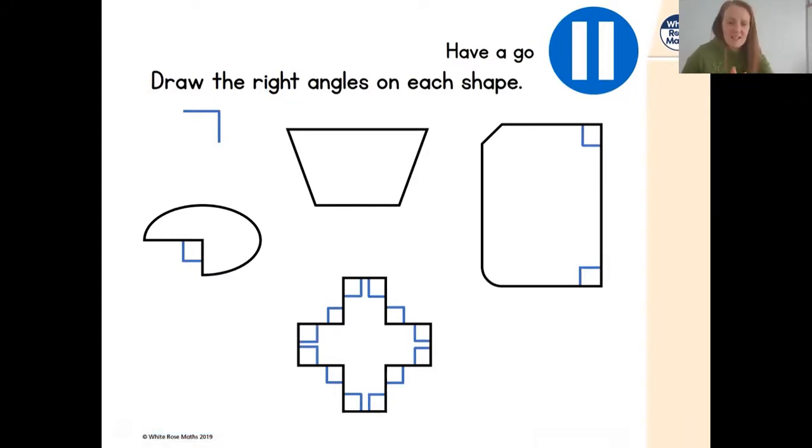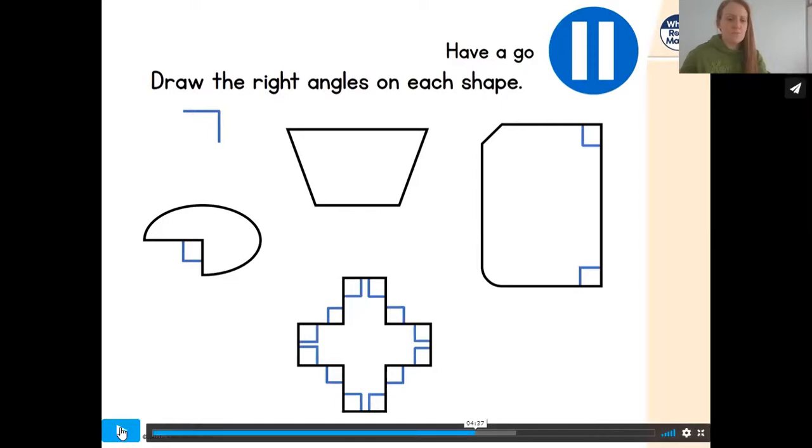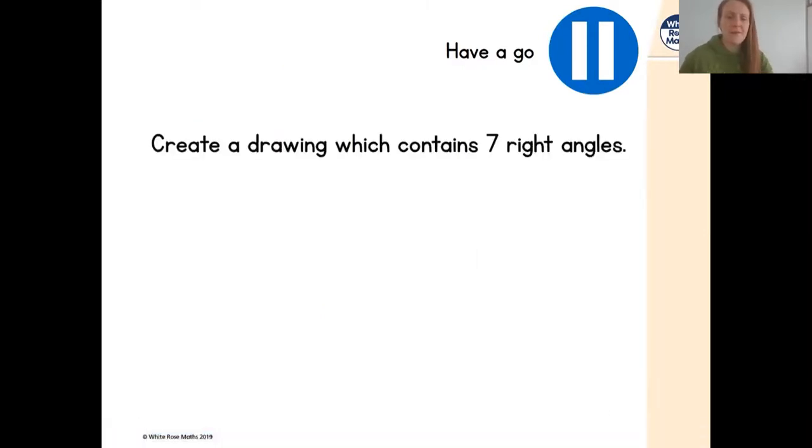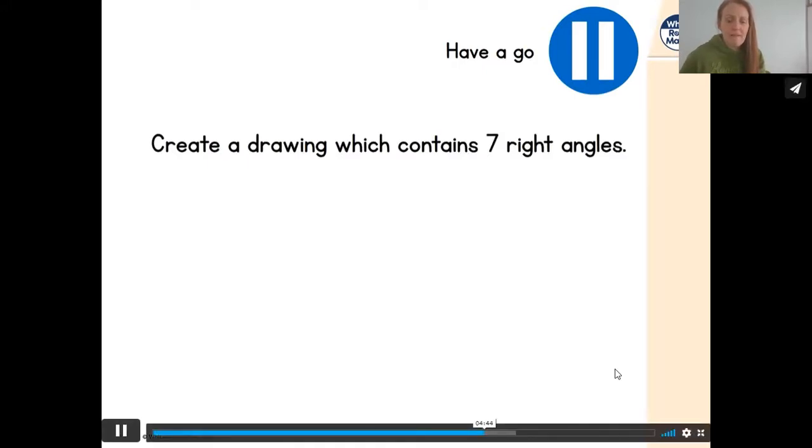This is our practice. So now you know you can find them on the outside of shapes as well as on the inside. When you do today's work, it will mean that you know something new when you're finding right angles. So now it's over to you, and I can't check this. I can't give you the answer here exactly, so you'll have to ask an adult at home or a teacher if you're working in school. Create a drawing which contains 7 right angles.